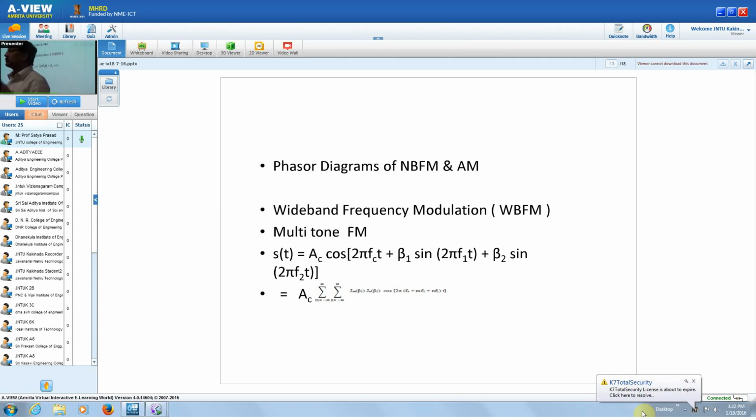We are having both multiplication with plus and minus n values. Therefore, we are going to get Fc plus Fm and Fc minus Fm and Fc plus or minus n times Fm. And because we are saying that 98% of the energy that we are going to get is within that beta plus 1 as the order n, then that many number of side bands is sufficient to give you the required signal.